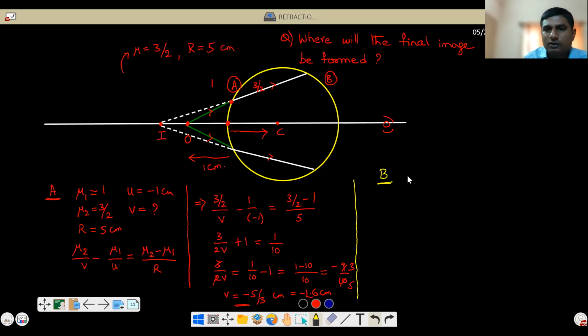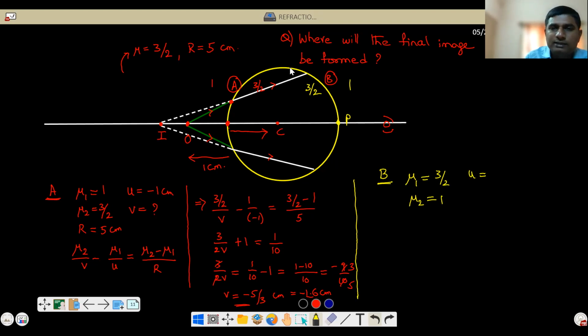Okay. So that means now at this point, what is mu1? Now this is 3/2, this is 1. Correct or not? Now this is the pole. Okay. So now these are incident rays for the second surface. So therefore mu1 is 3/2, mu2 is 1. What is U? Now where is U?